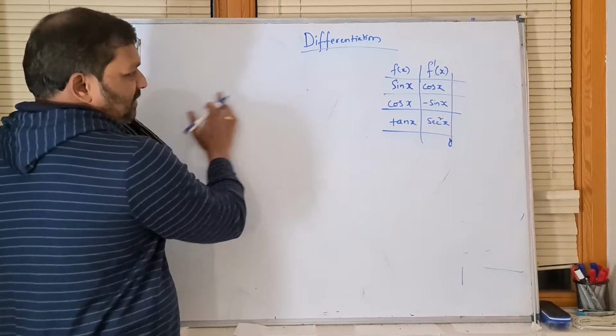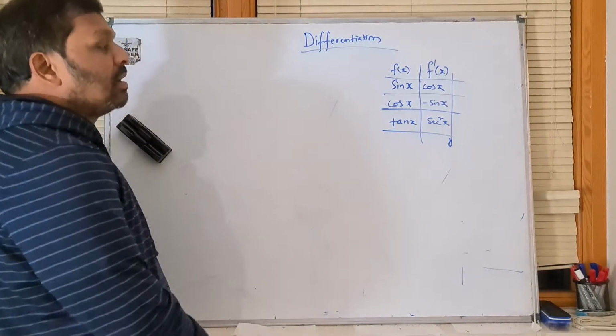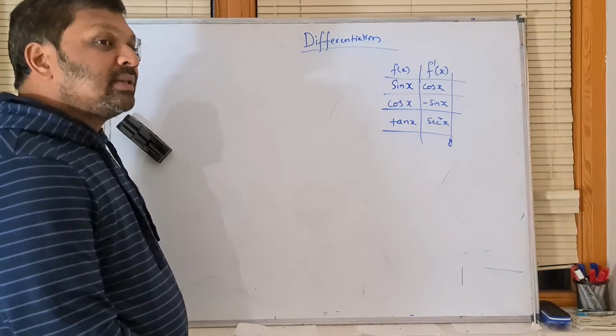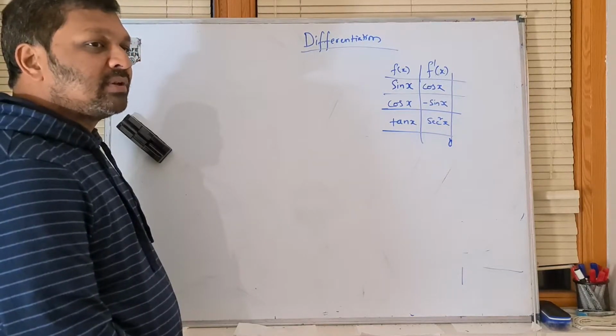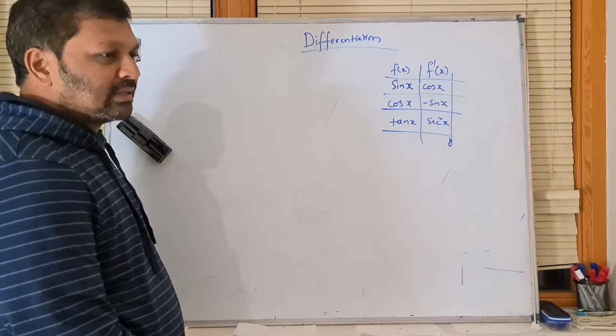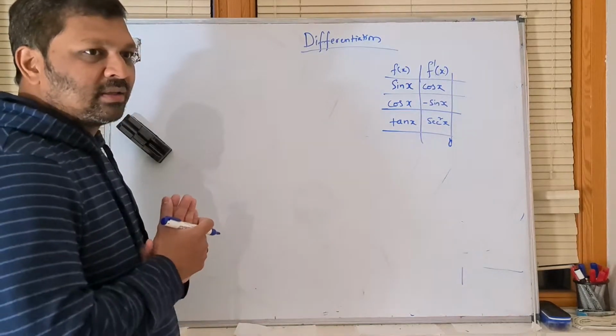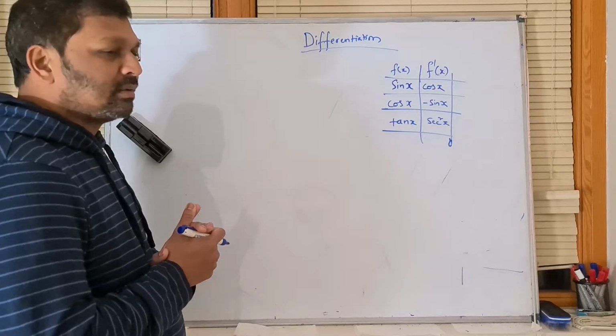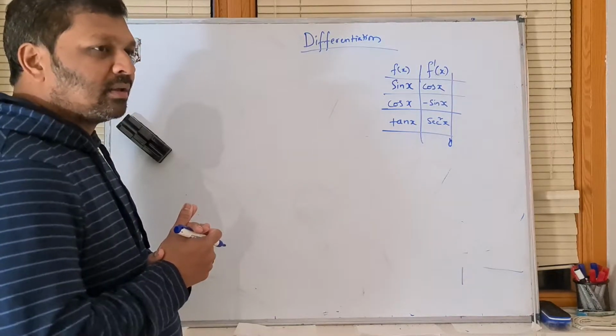So you know sin x differentiation, cos x differentiation, and tan x differentiation also you're aware. So if somebody asks what is the differentiation of secant x, these are the main formulas given. Is it minus tan x? No. Tan secant squared x.